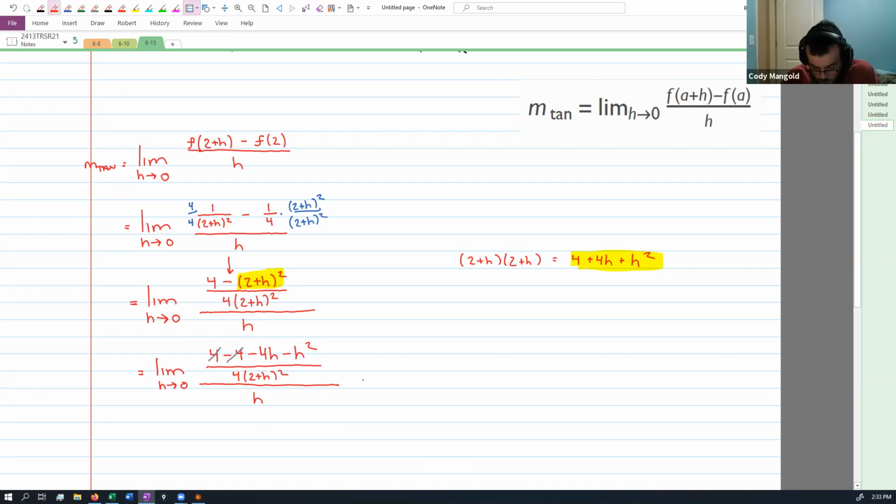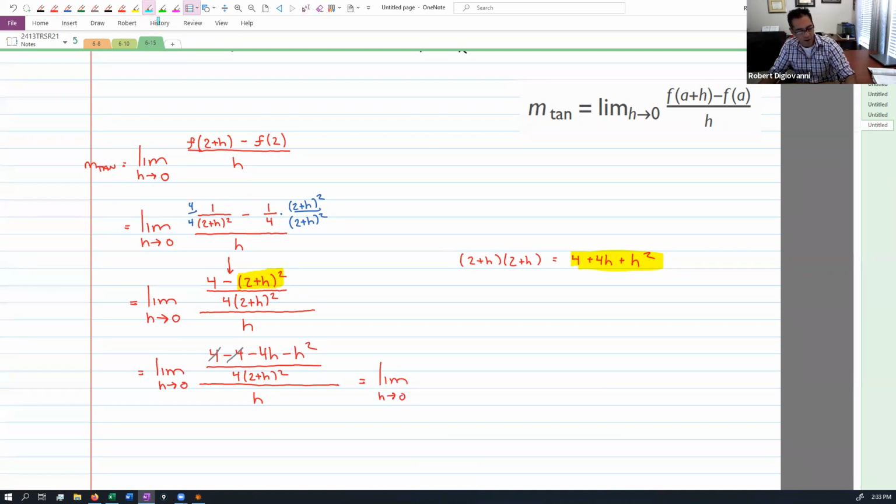Mm-hmm. And now I still have a limit. h is going to go to 0 eventually here. In this numerator, I have h's in both of those terms. So I pull an h out, leaves me with a minus 4 and a minus h over the common denominator, all of that over h. And what's great about that is this h and this h finally cancel out. And now finally let h go to 0. So no more limit. Here it comes.